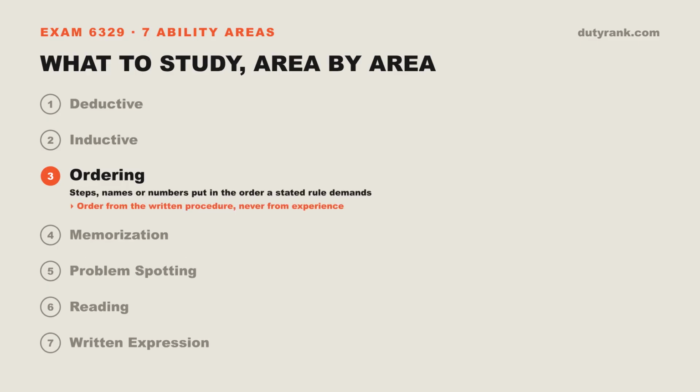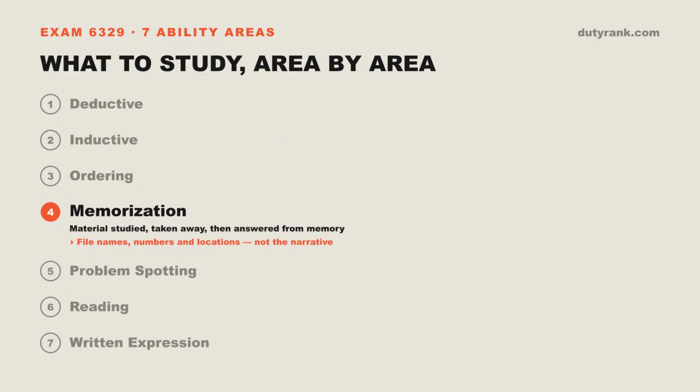Ability Area 3, Information Ordering. You get a procedure and a situation, and you put the steps, names, or numbers into the order the rule demands. The rule is always given to you. That sounds easy, and it is where experienced candidates lose points, because they order the steps the way the job is actually done instead of the way the written procedure says. On this exam, the procedure on the page wins every time.